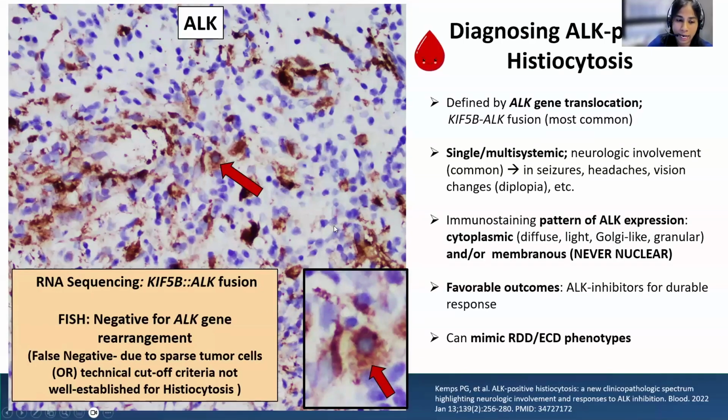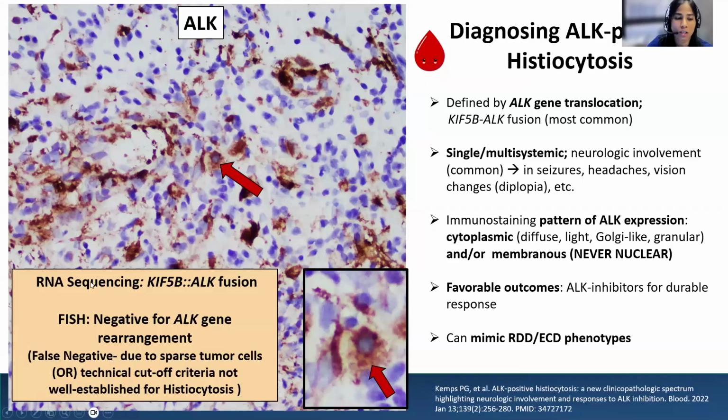This was a case of ALK positive histiocytosis, which is a recently recognized entity in the classification defined by the presence of ALK gene translocation. Now, the negativity by FISH could be for 2 reasons. One, the sparsity of the tumor cells, it could be very few. Number 2, the technical cutoff for FISH for ALK gene rearrangement in histiocytic lesions is not really well established, unlike well-established criteria in lymphomas and lung cancers.